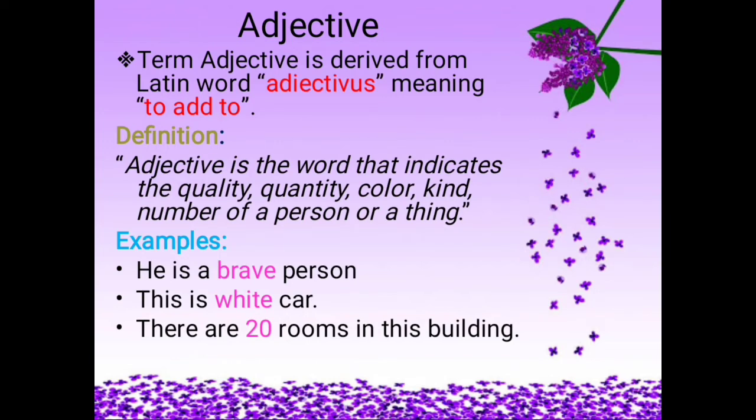So let us understand it by examples. He is a brave person. Now here brave is what? Brave is a quality of a person. So bravery is his quality. This is a white car. White is an adjective. All color names are adjectives. Remember one thing, all color names are adjectives. And there are 20 rooms in this building, so we are talking about number. The 20 is a number, so it's an adjective.